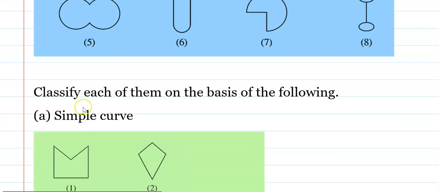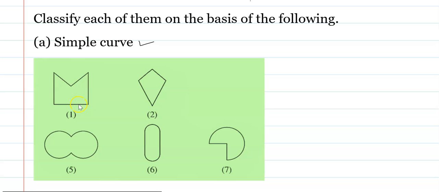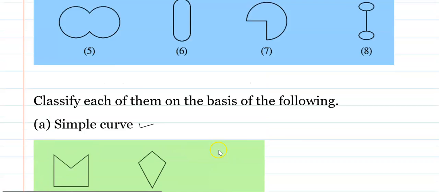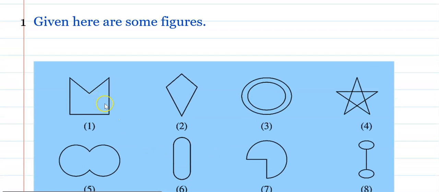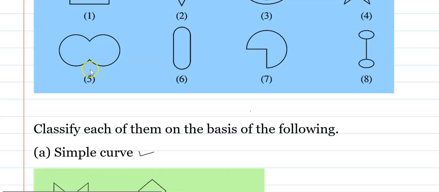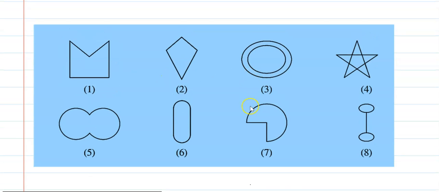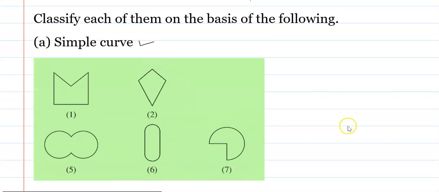Now the first question. Classify each of them on the basis of the following: simple curve. Now see this here. Figures 1, 2, 5, 6, 7 are the simple curves. And 3, 4, 8 are not simple curves. Okay. Now see this, the simple curve.